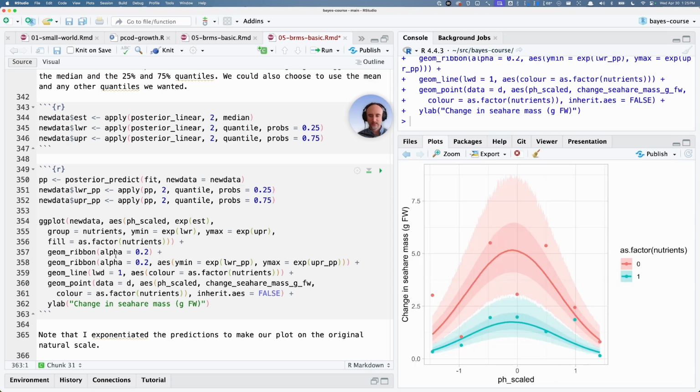So I'm plotting my data as geom point, and then I've got a ribbon for the upper and lower expected values, which is the inner ribbon here, and then I've got a ribbon for the new observations, which is the outer ribbon here. And so there's a lot more uncertainty in our predictions of new observations than the uncertainty on the mean, the expectation itself, as we would expect.